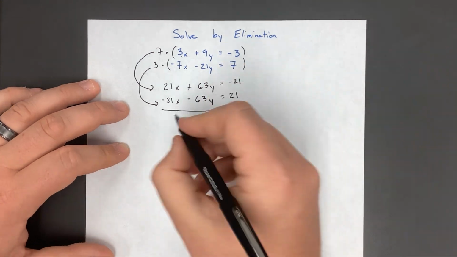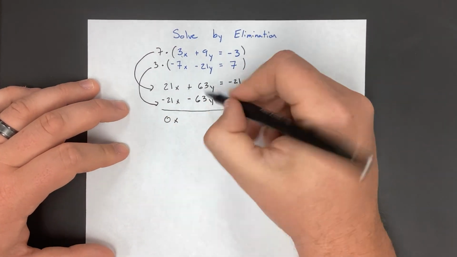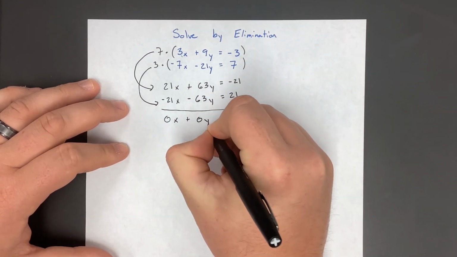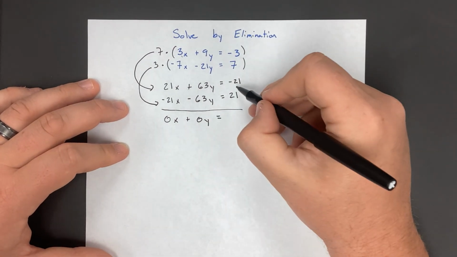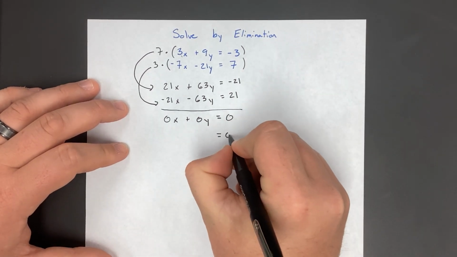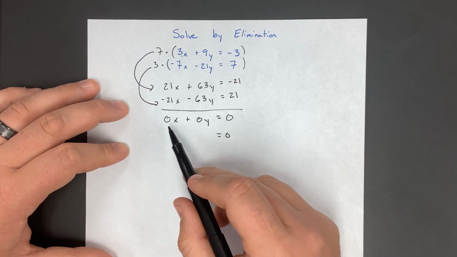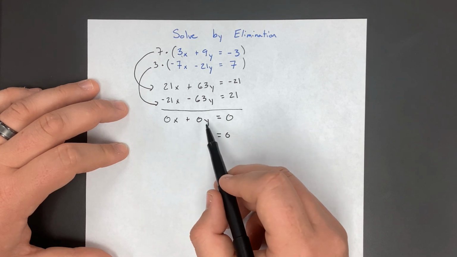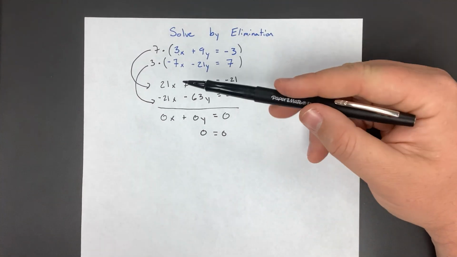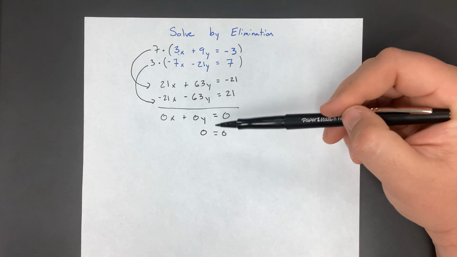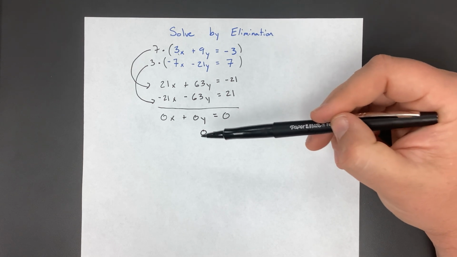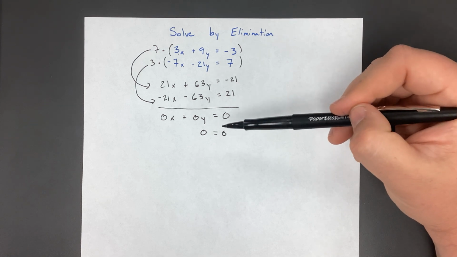21x plus negative 21x is going to give me 0x. 63y plus negative 63y is going to give us 0y. And negative 21 plus 21 gives us 0. So I have 0 on the right-hand side. And because 0 times x is 0 and 0 times y is 0, 0 plus 0 would give us 0. Notice both of our variables got eliminated, and we're left with 0 is equal to 0. And that's a balanced equation that we know is true.